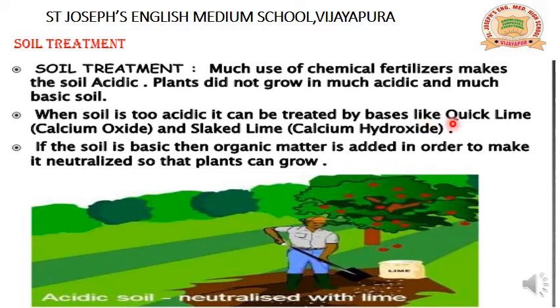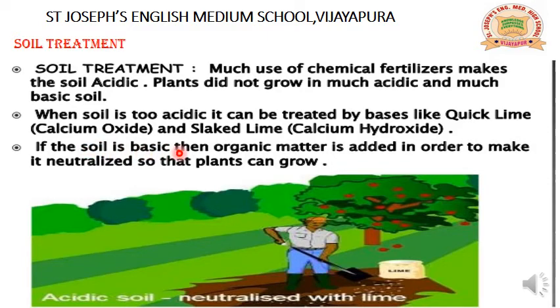So here quicklime, or calcium oxide, and slaked lime, calcium hydroxide, are used to neutralize the soil. Acidic soil is neutralized with lime. Quicklime is a common word. When we see its chemical name, it is known as calcium oxide and calcium hydroxide. These are the two things used to make the soil neutral if it is acidic.